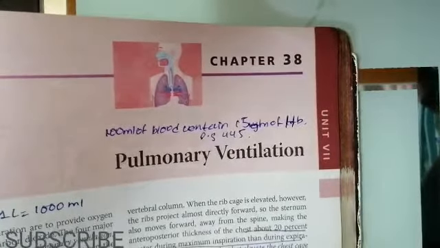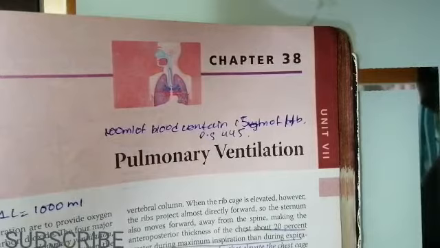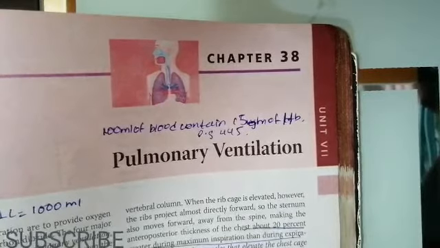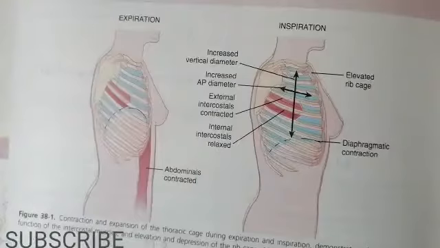In this video we're going to discuss pulmonary ventilation and also the lung compliance. Here it is shown the mechanism of the contraction and expansion of the respiratory muscles, that is the diaphragm and the muscles of the intercostal spaces, including the external intercostal and internal intercostal, and the movement in the vertical diameter and the anterior posterior diameter.